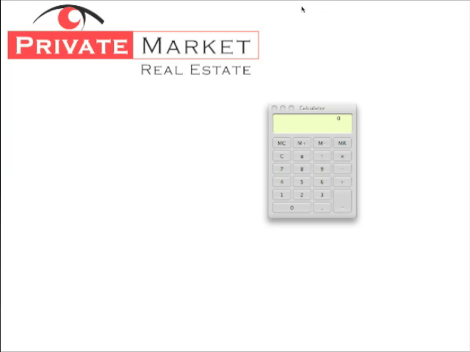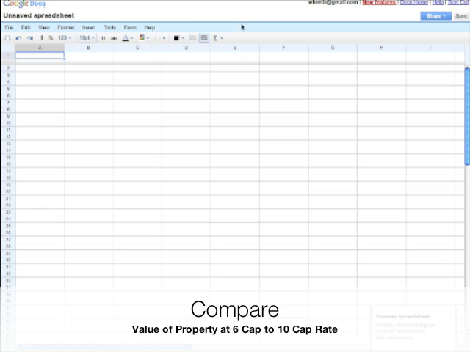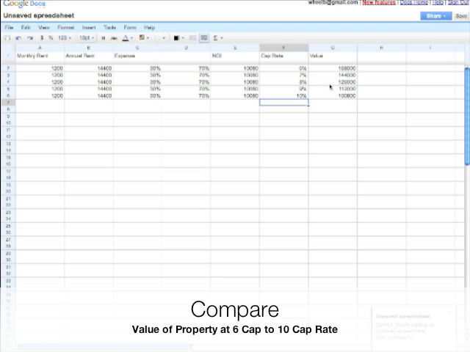So in order to demonstrate that, let's go build a very simple spreadsheet. This is a Google Docs spreadsheet. The difference in the value of the same property with a $1,200 a month rent, a 30% expense structure, same NOI, the value of that building, if you were the seller selling a property to a 6-cap investor, would be worth $168,000.